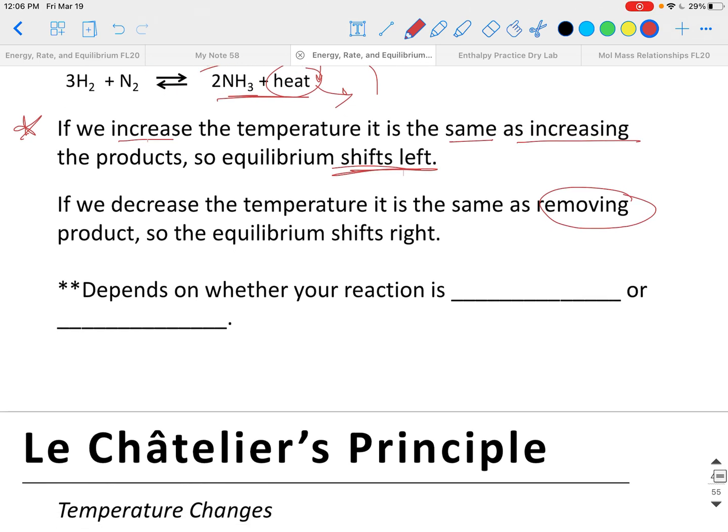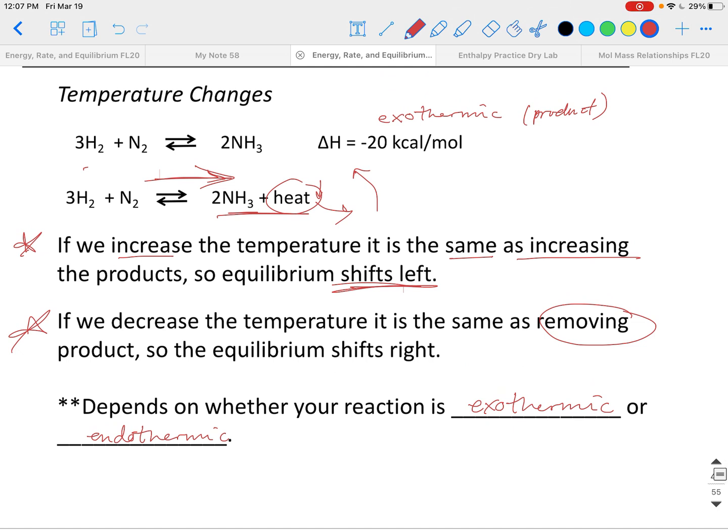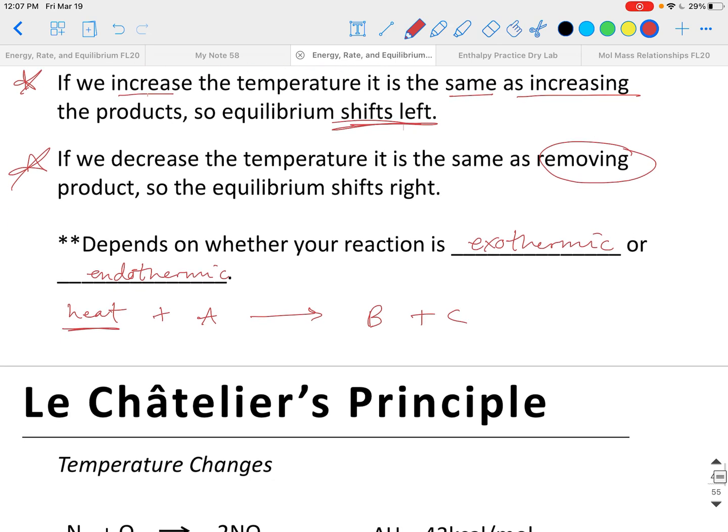All right, so it depends on whether your reaction is exothermic or endothermic. Okay, so do not think these little statements with the stars by them are the end-all be-all. This is only for an exothermic condition, a reaction that's exothermic. If you have an endothermic reaction, remember, heat for endothermic is a reactant. So it'd be like heat plus A makes B and C. So then you have to play out the situations with heat as a reactant if you heat it up or cool down your reaction. It'd be different.